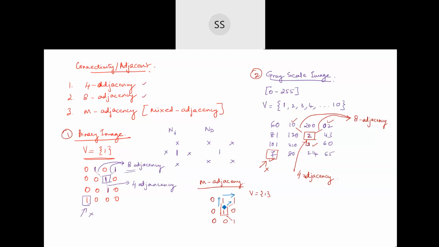So that causes a lot of confusion. To remove that confusion, we make use of the concept of M adjacency. And M adjacency says that M is called the mixed adjacency.